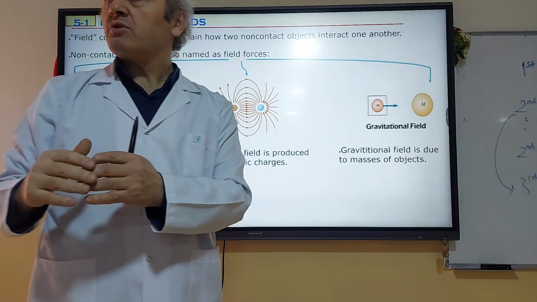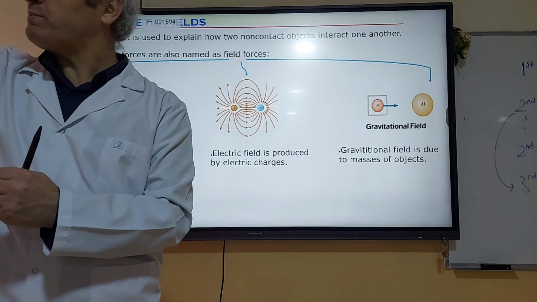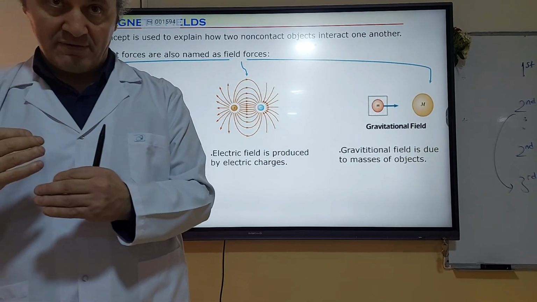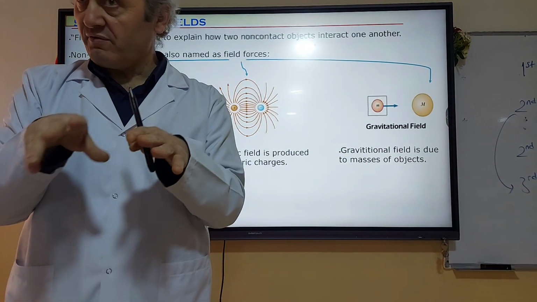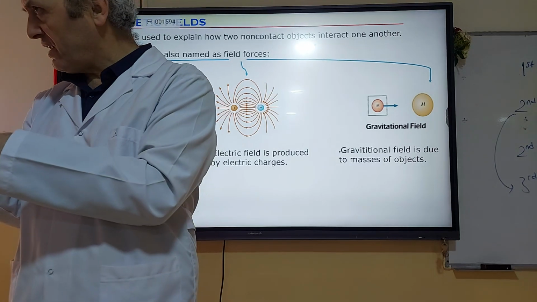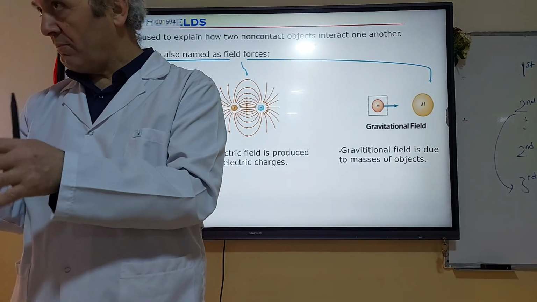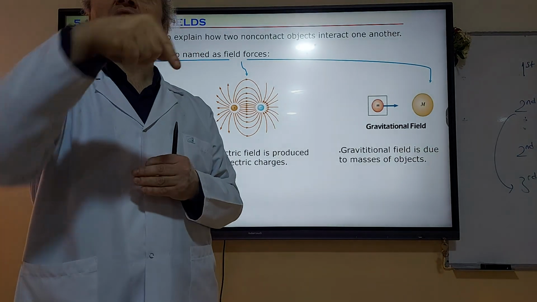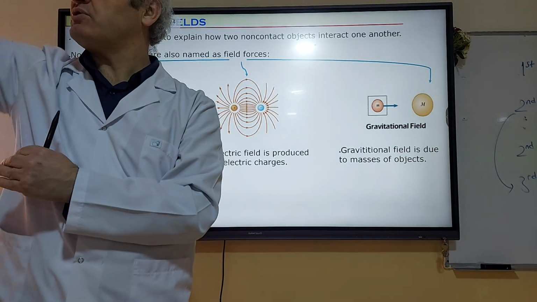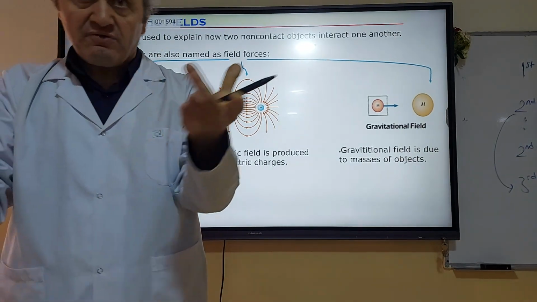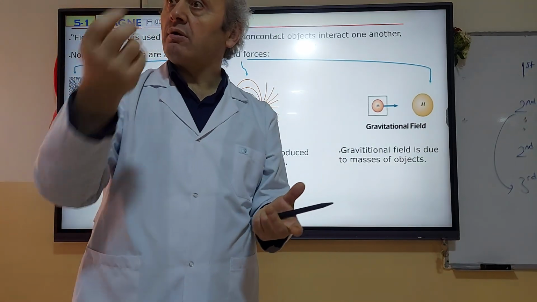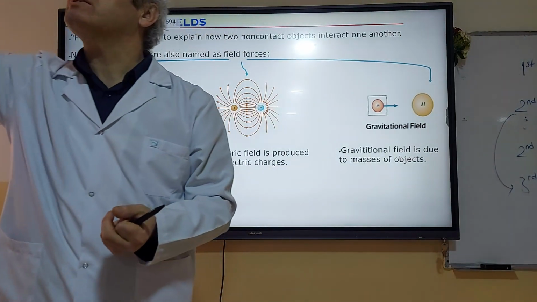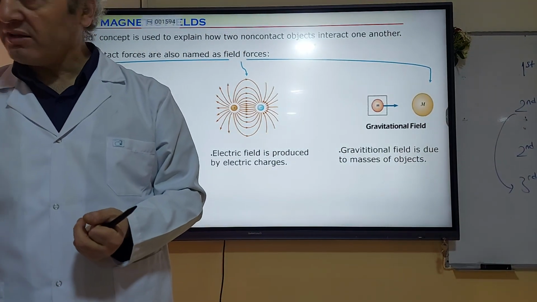Charge means the substance must have an excess of positive or excess of negative, not an equal number of positive and negative. An equal number of positive and negative means neutral. But if positive charge is greater than negative, it is positively charged. If negative charge is greater than positive, it is negatively charged. If substances are negatively or positively charged, they will produce an electric field around. There is no way around it.